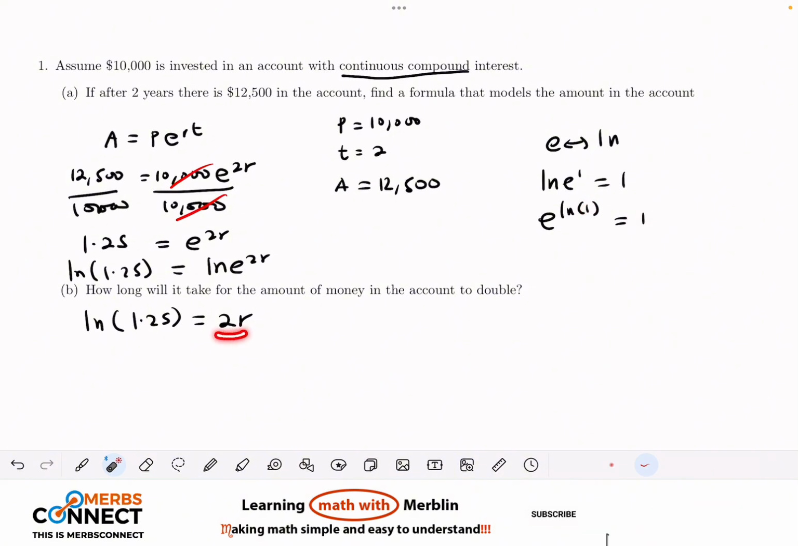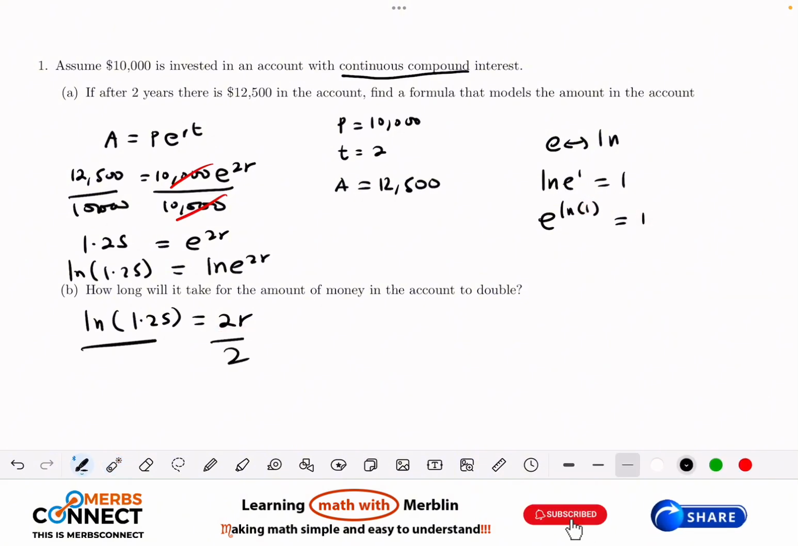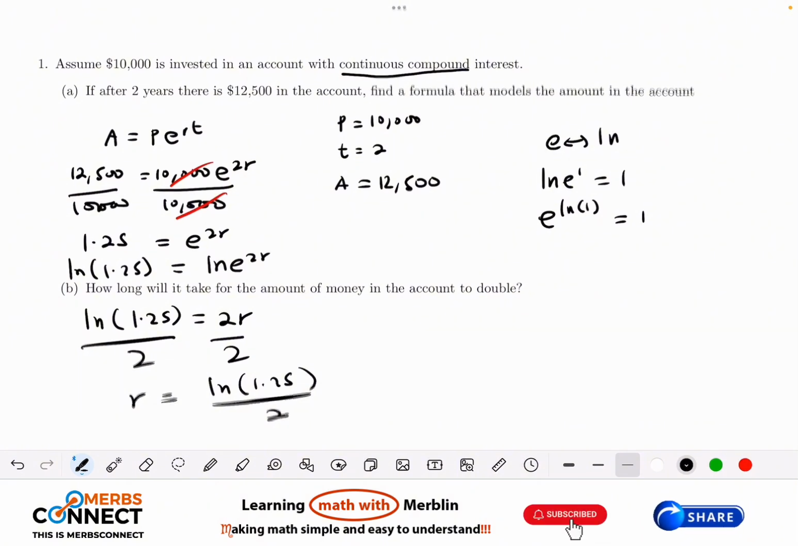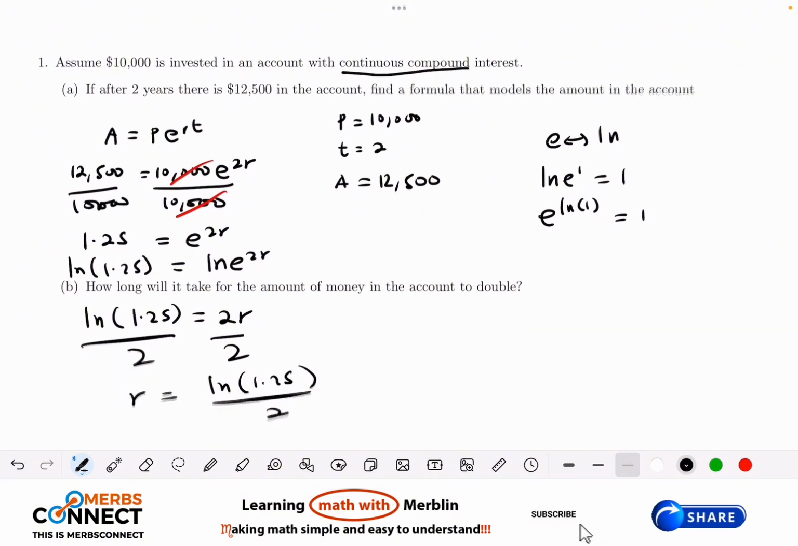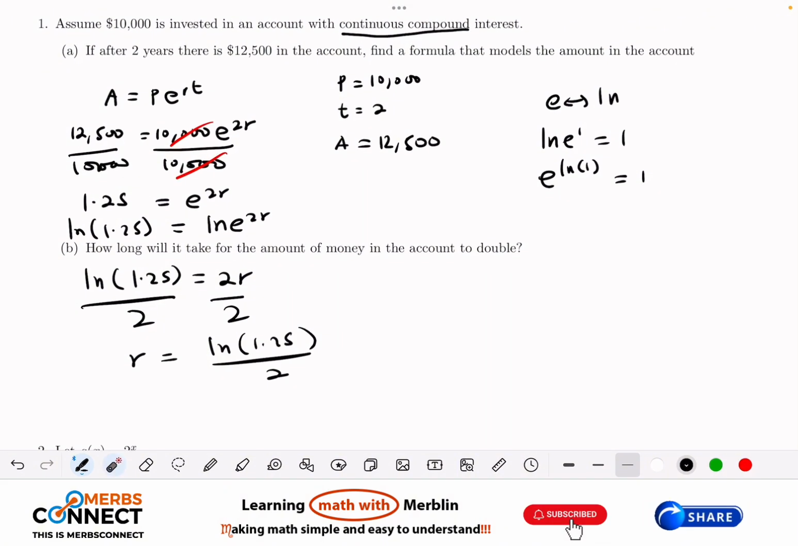So now our R will be, dividing through by 2, R will be ln of 1.25 divided by 2. So let's assume that a question is given in exams and you don't have a calculator. Then you need to leave your answer in this form. So now what will be the model? Let's write the model.